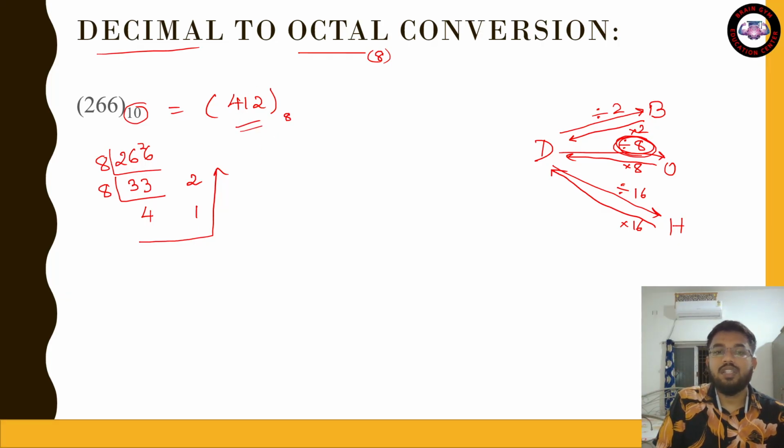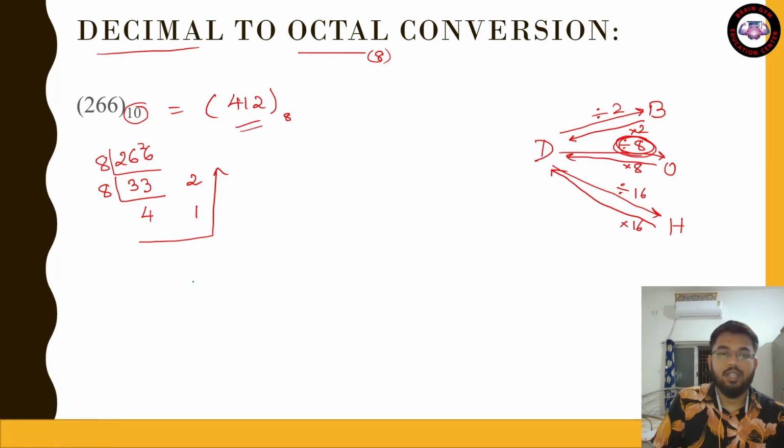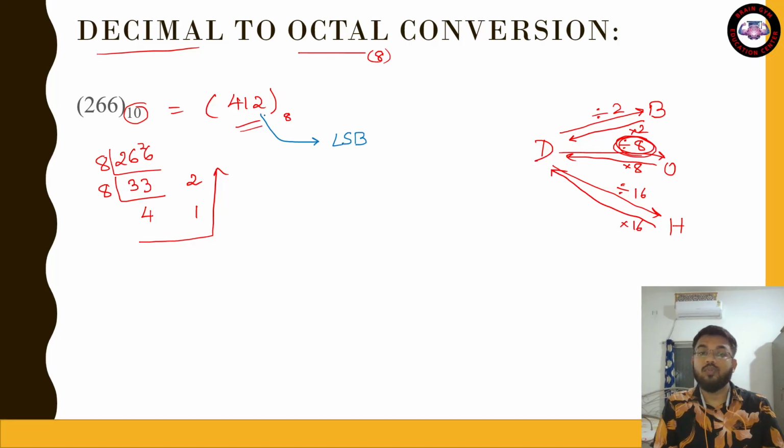Now what is the least significant bit in 412, our answer? The least significant bit is this 2. The least significant bit is the one whose positional value is the lowest. 2 is in the ones position, and the value of ones is lowest compared to tens and hundreds. So 2 is the least significant bit, or we also call it the least significant digit. We have already studied these in our first video.